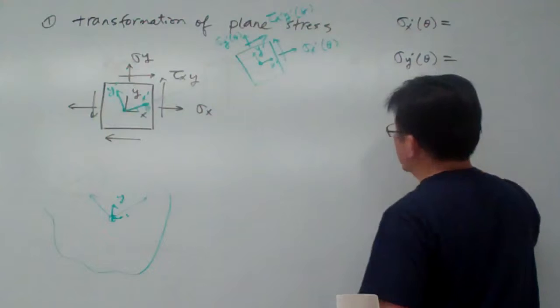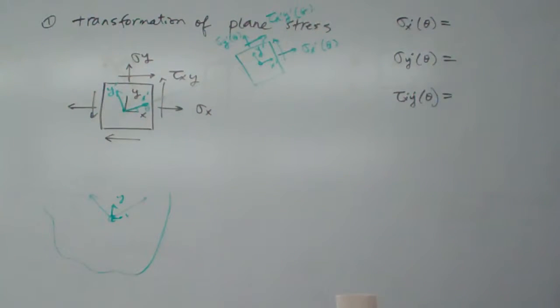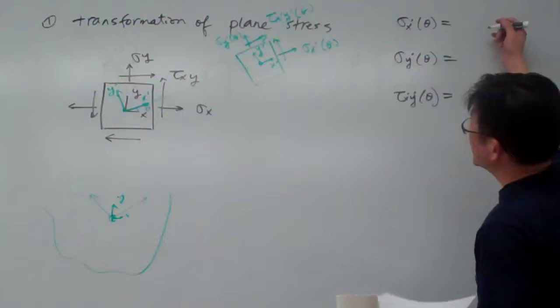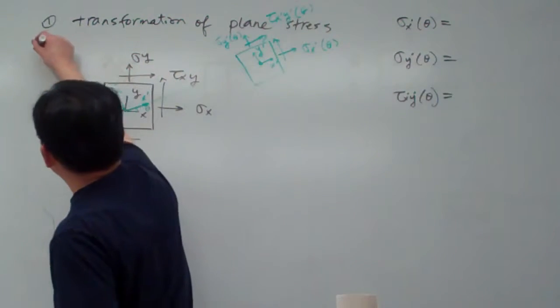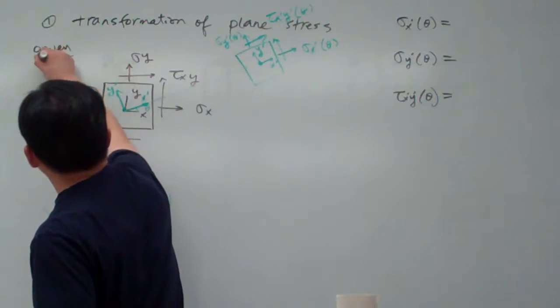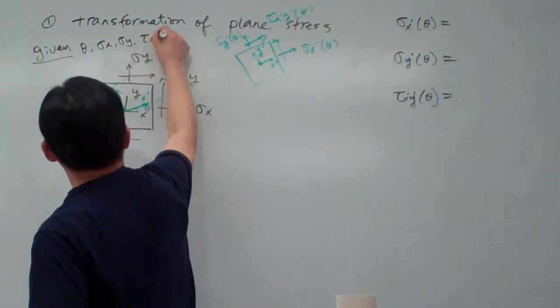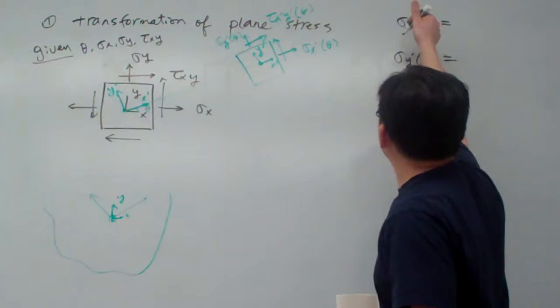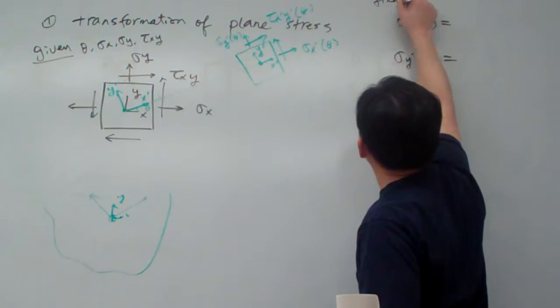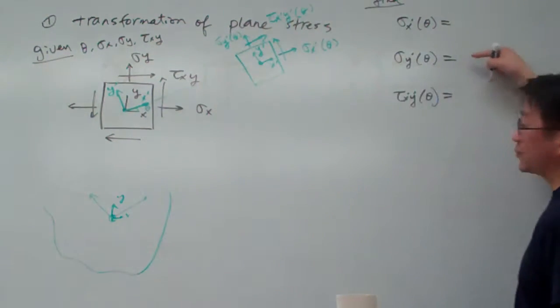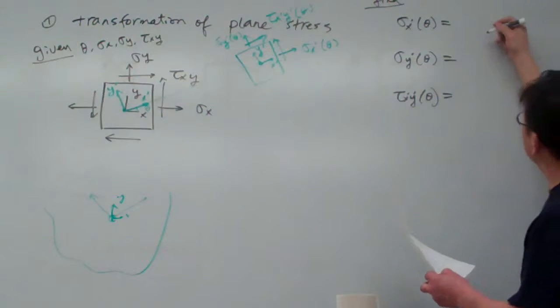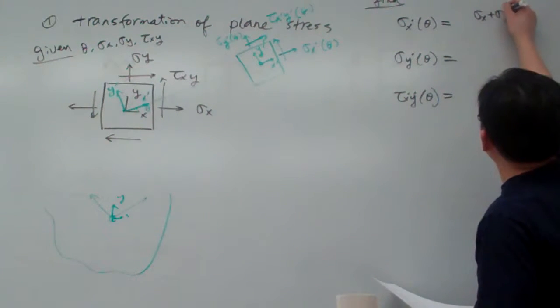Let me quickly get the result here. We have the formula, and the formula is based upon the equilibrium equations. Let me give you this result quickly. Here are given theta, sigma x, sigma y, and tau xy. We're going to find the prime quantities. So that one is sigma.